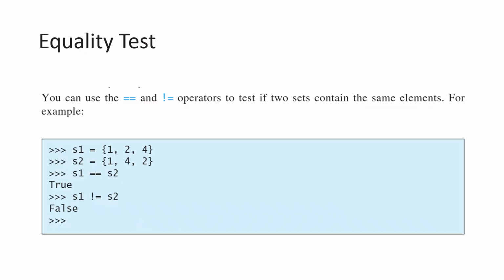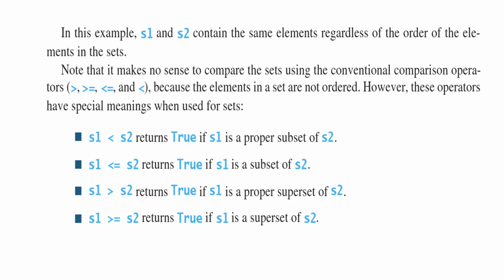Equality test. You can use the double equal to and not equal to operators to test if two sets contain the same elements. S1 is equal to {1, 2, 4}, S2 is equal to {1, 4, 2}. So the double equal to symbol is used to test whether both are similar. If it is the same, then it returns true. If S1 is not equal to S2, then it returns false. In this example, S1 and S2 contain the same elements regardless of the order of the elements in the set.